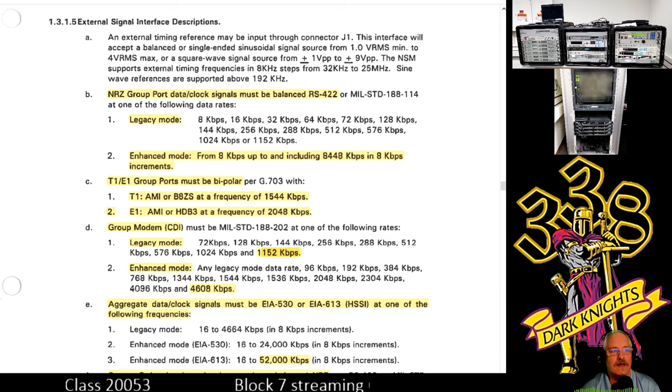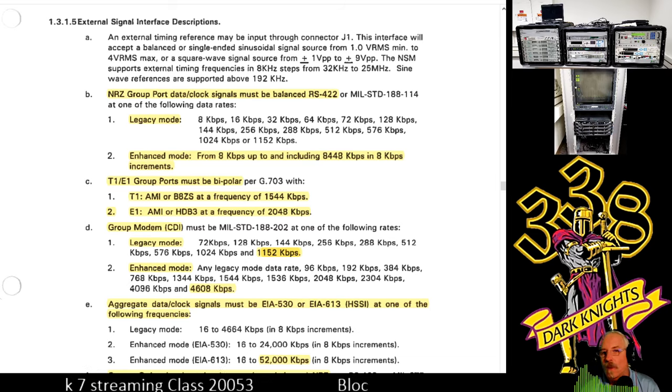Number one says T1, AMI, alternate mark inversion, B8ZS. That's bipolar with the bit violation being thrown at the 8th zero, zero suppression. That's self-clocking, isn't it? Yes. Okay. And it says at a frequency of 1.544 megabits per second, or 1544 kilobits per second. That is North American, like I was explaining to you earlier yesterday.